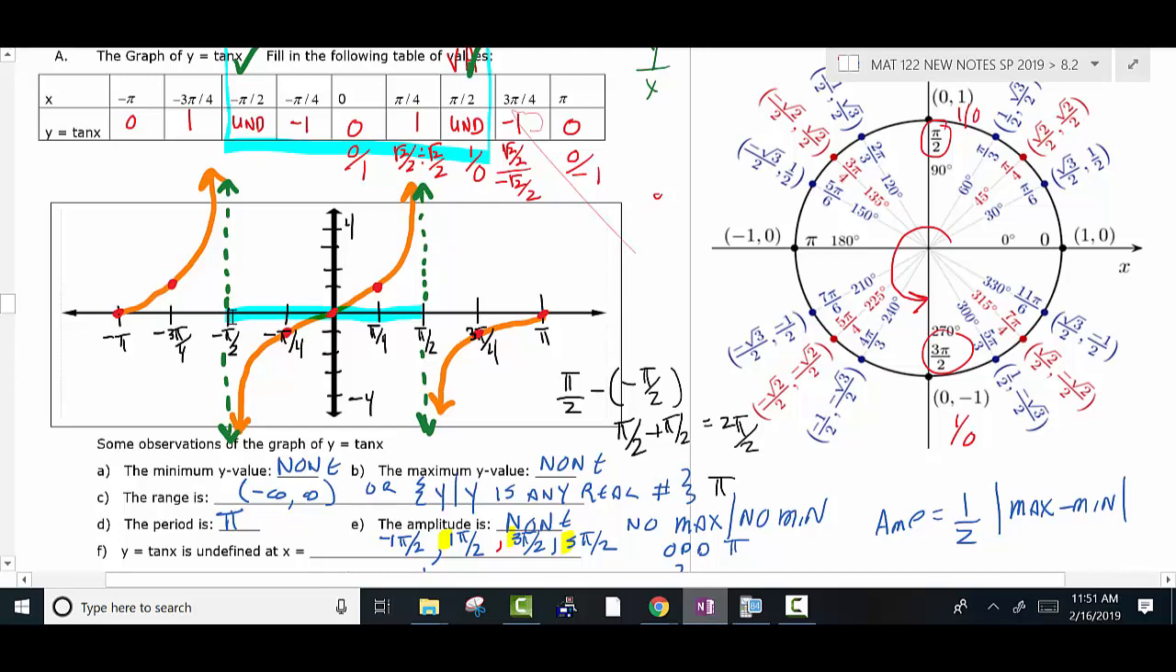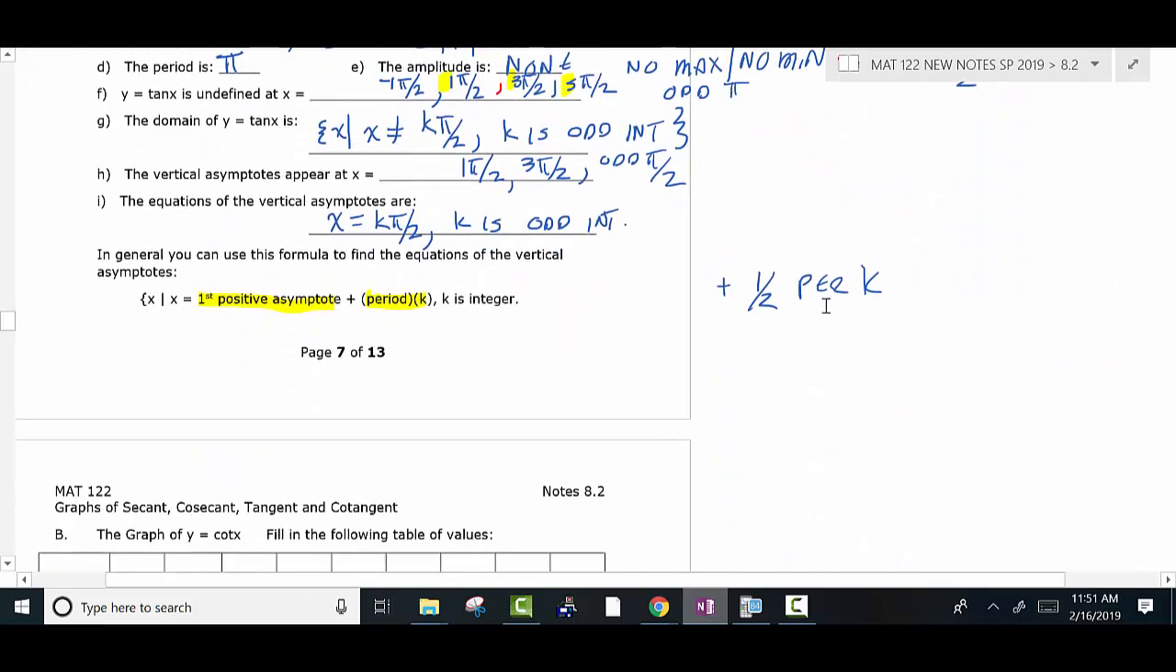So it's just basically you start with an asymptote, add the period, keep adding the period. That's where you get the next asymptotes. So it's helpful if you understand this.